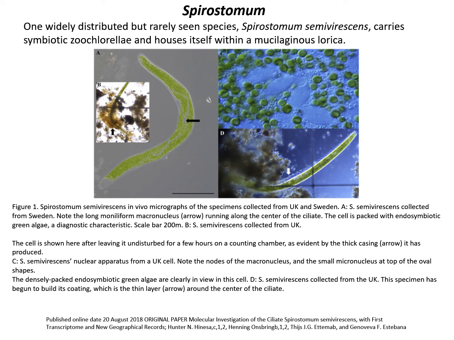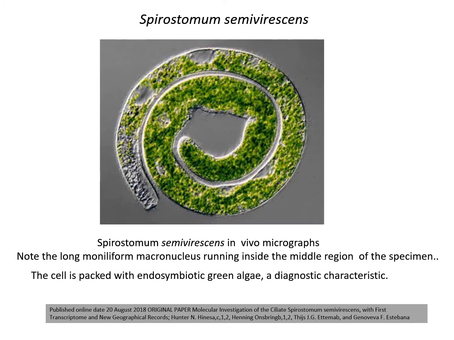The symbiotic zoochlorella of Spirostomum semivirescens can be seen on the viewer's right in the upper frame. This photomicrograph is an example of Spirostomum semivirescens taken at higher magnification. Note the coiled appearance.